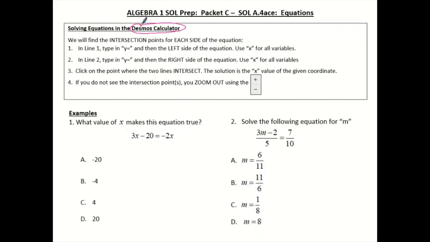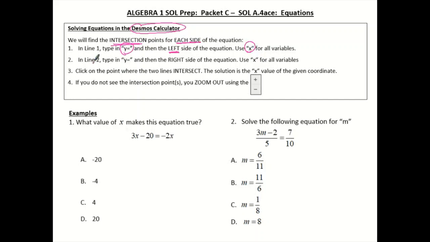To find the solution to an equation using Desmos, we're going to find the intersection points for each side of the equation. In the first line, we're always going to put y equals. So let's circle that. You're always going to put y equals, and then for the left side of the equation, we only want to use x. So if there's an a, b, or a c, we want to replace that with x.